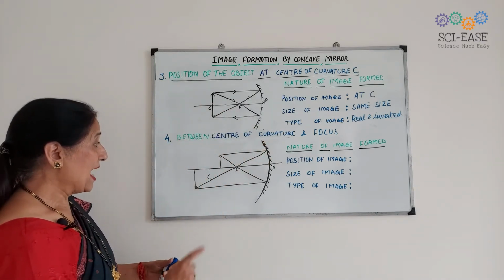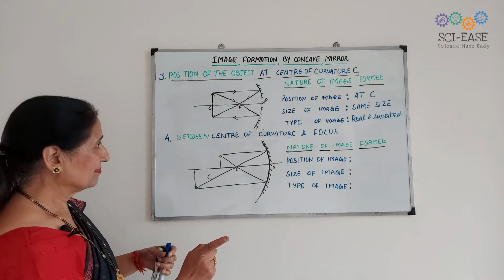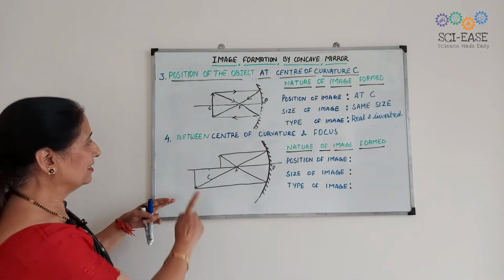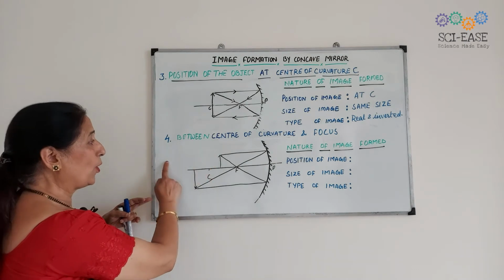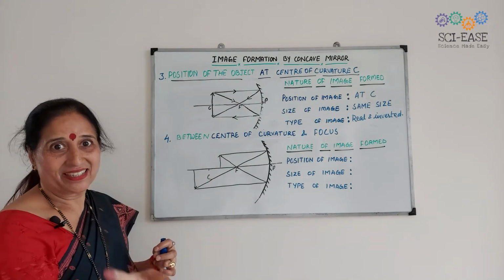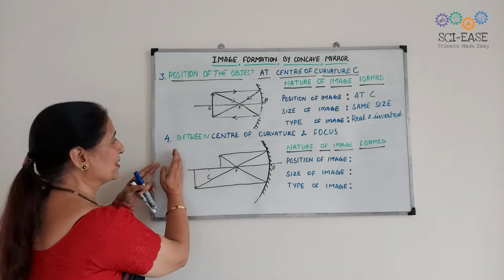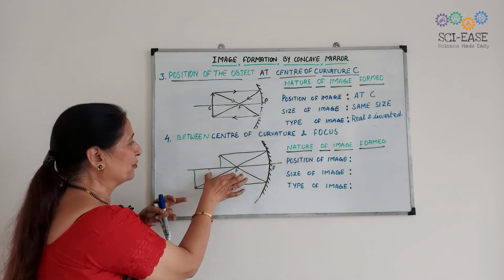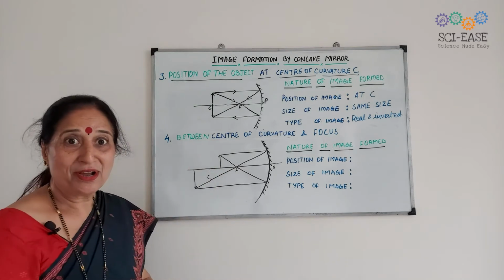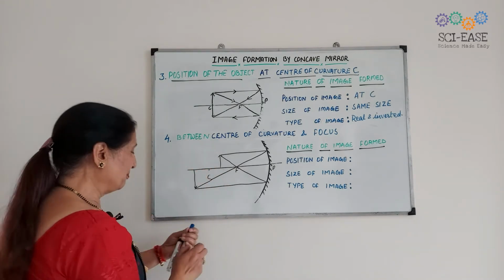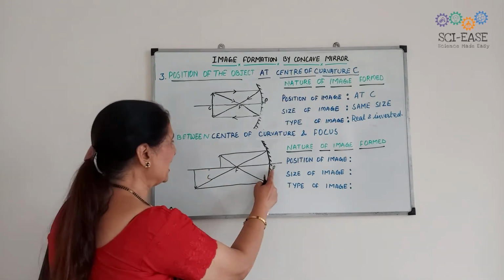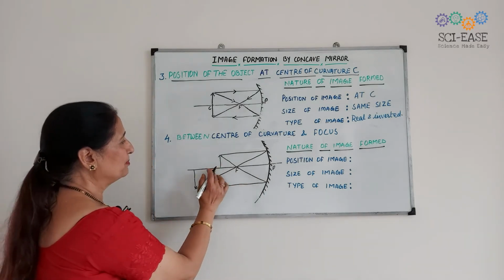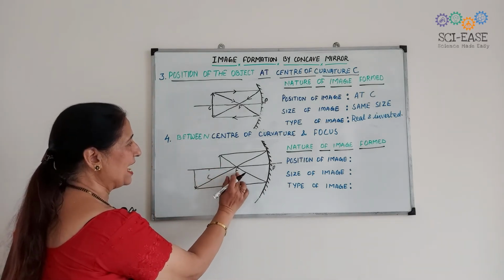At that time the object was beyond C. Second, the object is beyond C and the image that was formed between C and F. But now, this is P, F, C, and the object is between C and F.